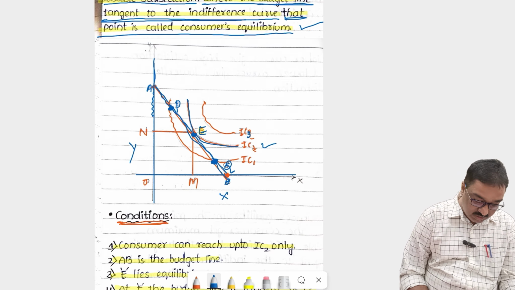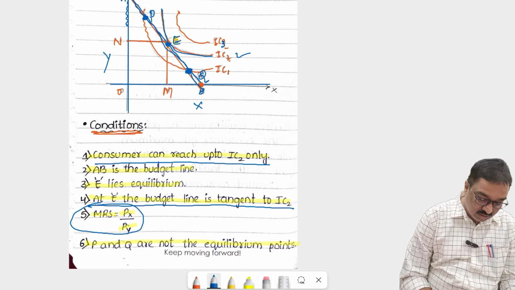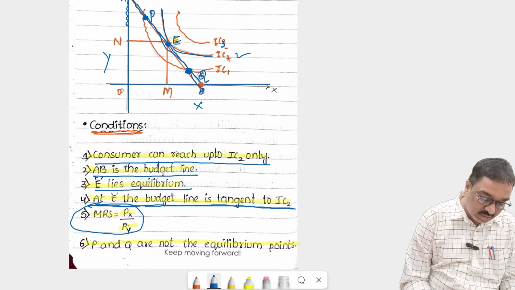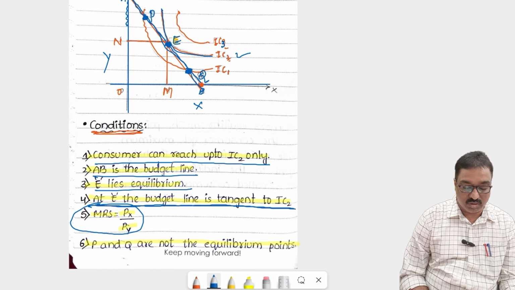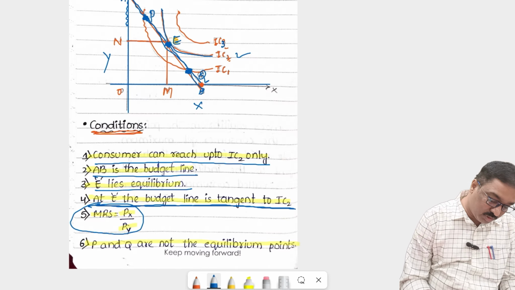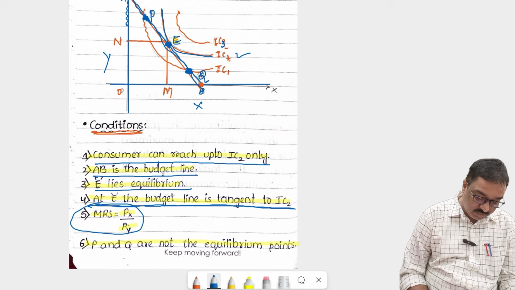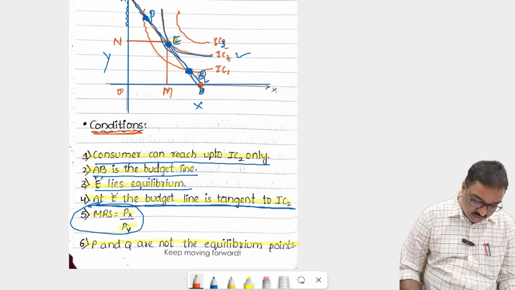So already the condition we have shown: the consumer can reach up to IC2 only because AB is the budget line. E is the equilibrium. At the point E, the budget line is tangent to IC2. Tangent means IC2 touches the budget line, so that is called the equilibrium point. But at the points P and Q there is no equilibrium because the budget line is not tangent to the indifference curve.